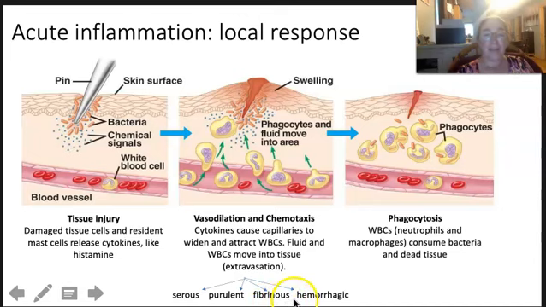And other types, hemorrhagic, would be blood-filled swelling due to blood. You see this in blood blisters, if you've ever had a blood blister, where it fills with blood. So there are different types of fluids that can contribute to swelling. All of those types of swelling are known as edema. Edema is the medical term for swelling.